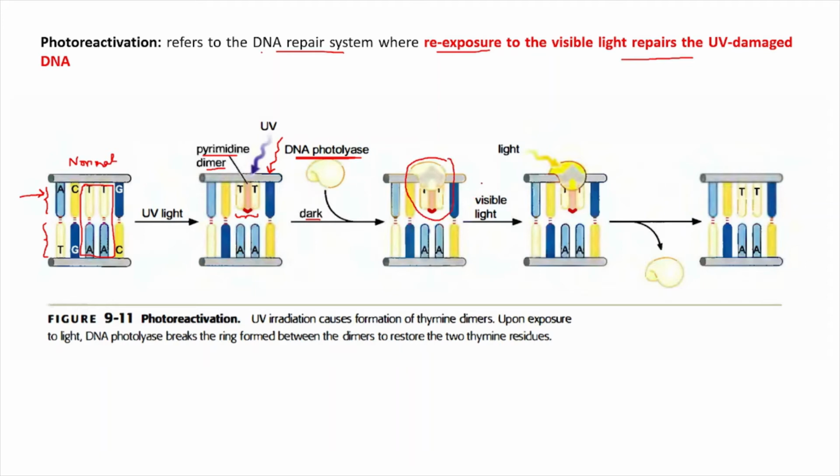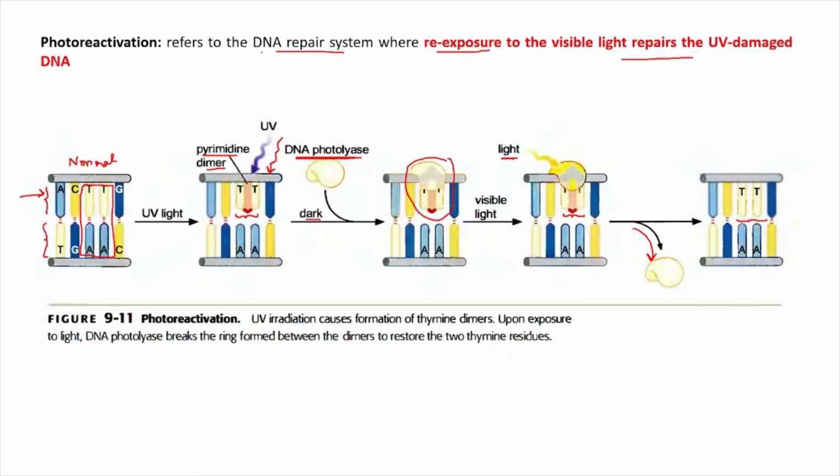Now when this enzyme plus the UV damaged DNA, this complex, is exposed to visible light, what happens? This enzyme removes this dimer. In other words, it repairs this dimer and makes it like the previous case, like the normal DNA. After doing this, the enzyme is released. So here, as you can see, the damaged DNA has been repaired and there is no dimer formation between thymine. So in this way, DNA photolyase repairs the DNA under visible light.